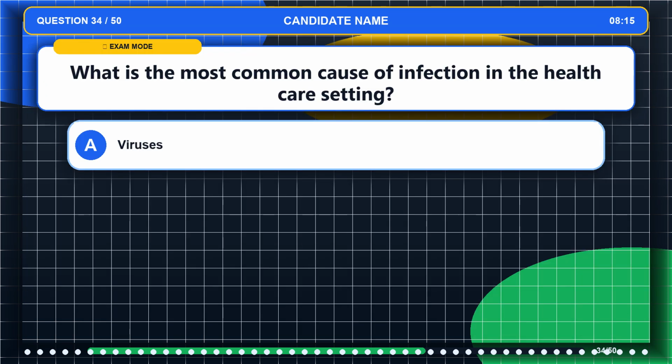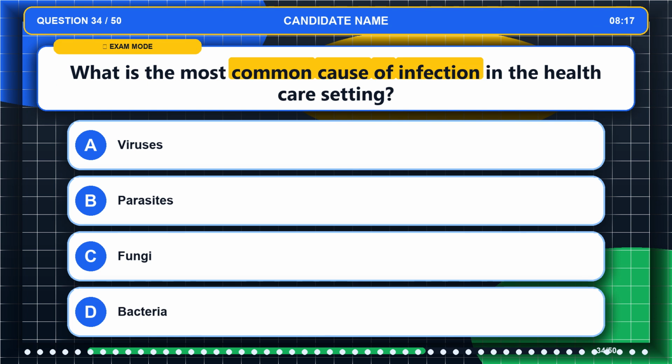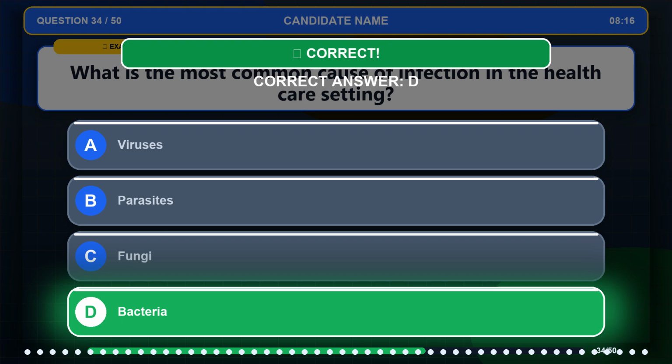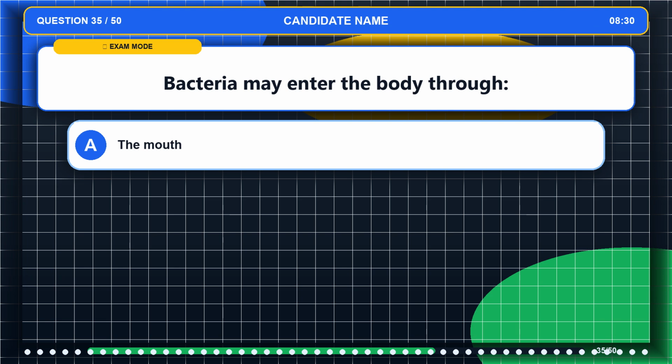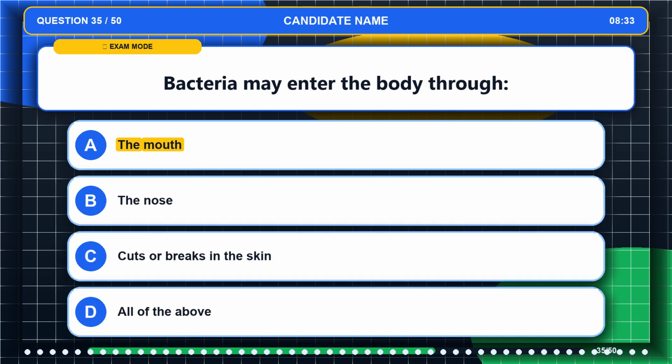Question 34. What is the most common cause of infection in the healthcare setting? Option A, viruses. Option B, parasites. Option C, fungi. Option D, bacteria. The correct answer is option D. Bacteria.